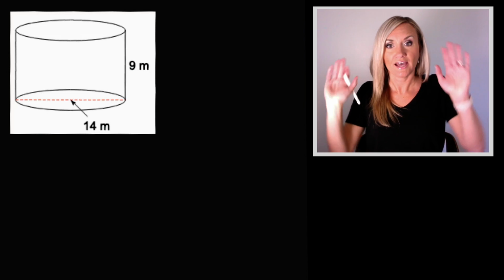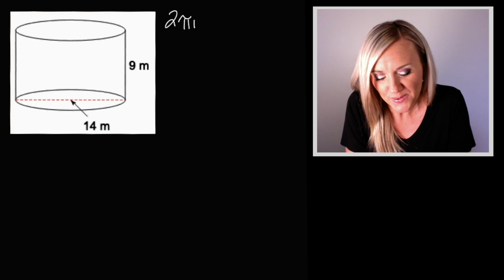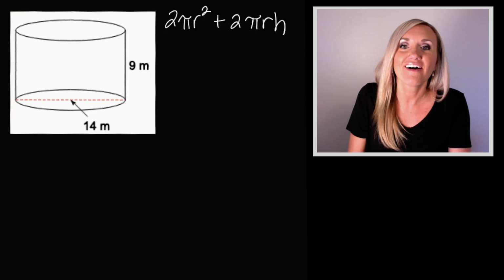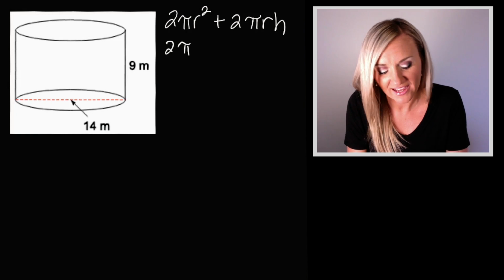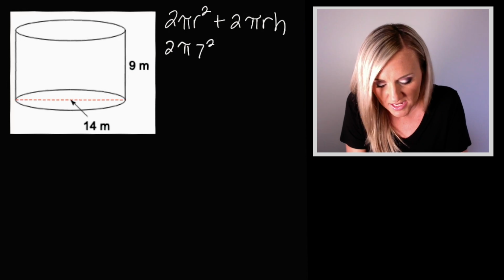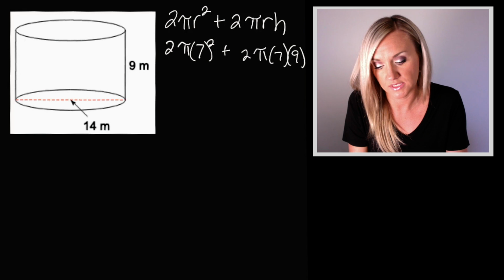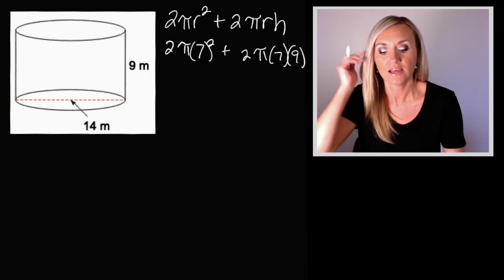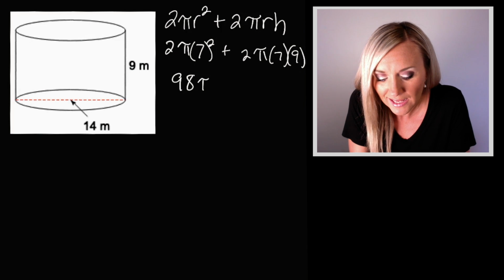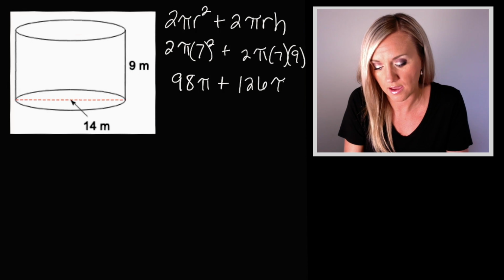Okay. Hi, welcome back. All right, so I'm going to write down the formula. 2 pi r squared plus 2 pi r h. Awesome. Let's see, 2 pi, the radius. Did you use 7? You did, didn't you? Awesome. Okay, so 7 squared plus 2 pi times 7 times the height is 9. Okay, here we go. 7 squared is 49. 49 times 2 is 98. So we have 98 pi plus 2 times 7 times 9 is 126 pi.